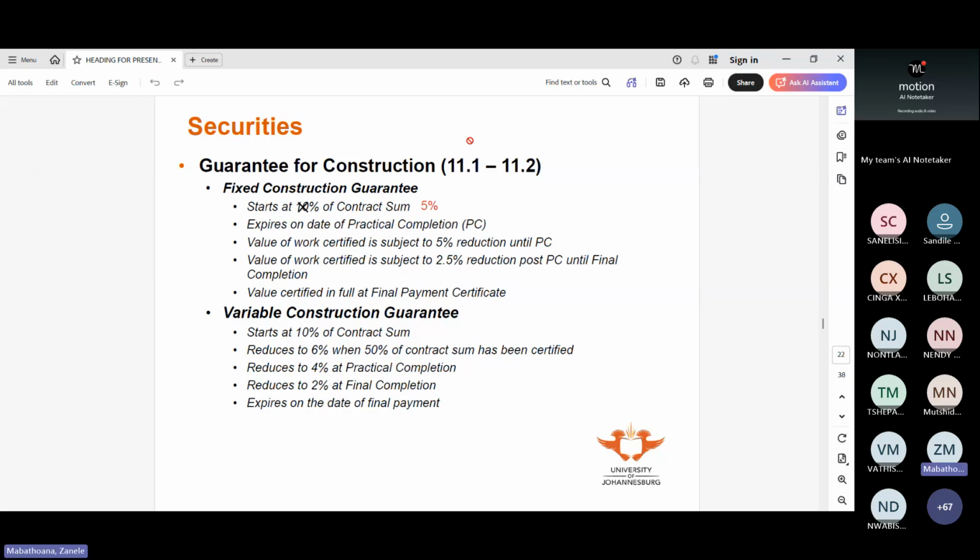And then when we reach practical completion, it reduces further to 4%. And then at final completion, it reduces to 2%, so that when you certify final completion, sometimes the final account is not ready. So you don't issue a final payment. You issue an interim payment and you withhold just 2%. And then on the final date of payment, on the final payment, you release everything.